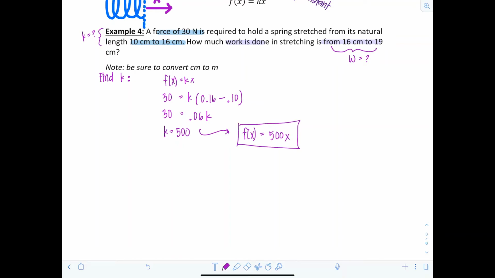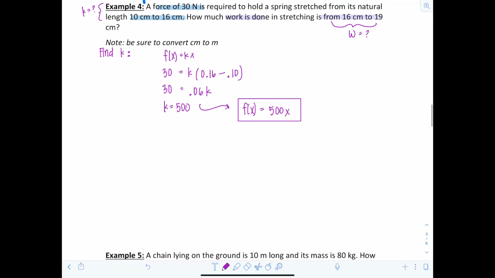Okay, now we can move on to the second part of the problem, which asks how much work is done in stretching it from 16 centimeters to 19 centimeters. So the spring is moved from 16 centimeters, so the lower limit of integration is going to be 0.16 minus 0.10. I have to subtract off its natural length. No work is being done to maintain the spring at 10 centimeters. That's its natural length. No force is being applied. It's only beyond that. So subtract off the natural length. And then the upper limit similarly would be 0.19 minus 0.10.